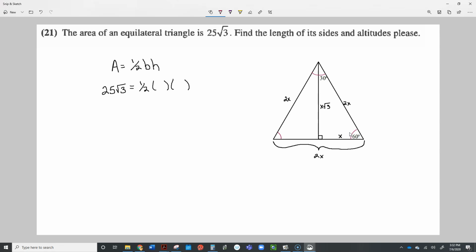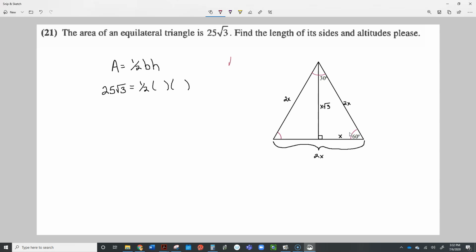When I draw the altitude, it cuts it into a 30-degree angle. The side opposite the 30-degree angle is the one we call x. That means that the hypotenuse is 2x, and the altitude, or the height of the triangle, is x square roots of 3. Now, they've given me the area. Area, we know, is 1/2 base times height. That's one formula that we could use.